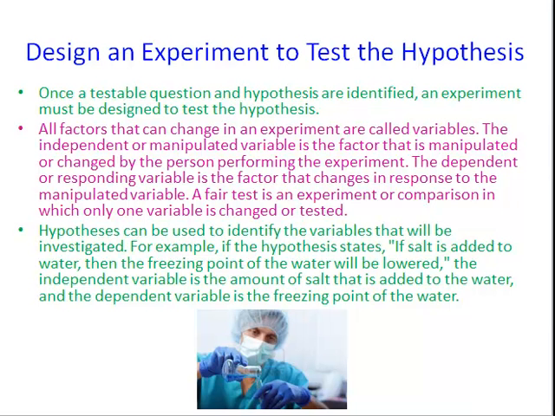Hypotheses can be used to identify the variables that will be investigated. For example, if the hypothesis states, if salt is added to water, then the freezing point of the water will be lowered, the independent variable is the amount of salt that is added to the water, and the dependent variable is the freezing point of the water. Make sense? I always had a hard time understanding that when I was in school, so I want to be sure that you understand the difference between the independent variable and the dependent variable.